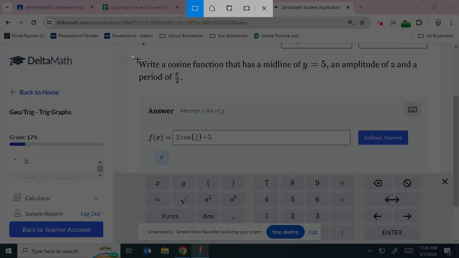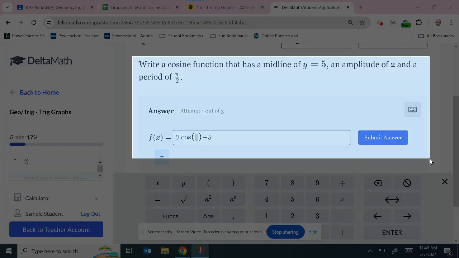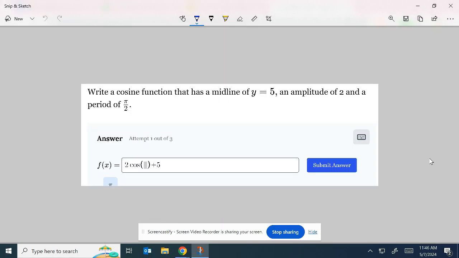Okay, so you're going to need 2 pi divided by b, and it has to equal pi over 2. Because they're actually giving you the period right here. They're telling you what the period is. What they're not giving you is the b number that goes inside of that box with x. So that's what's missing. So we got to solve for b, and it's just a cross multiplying.